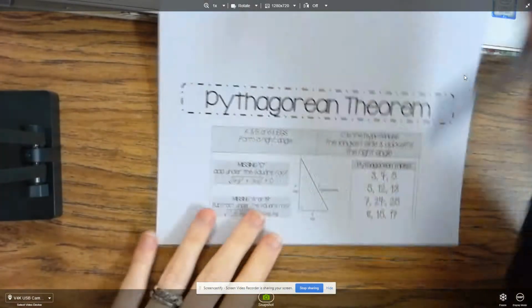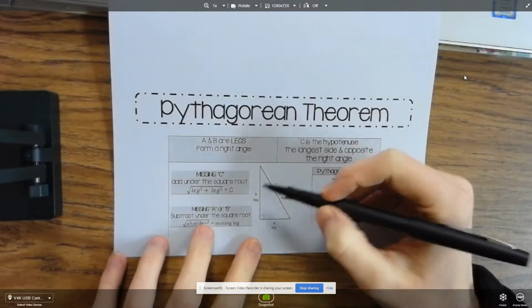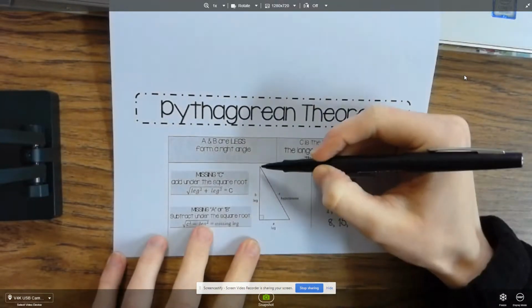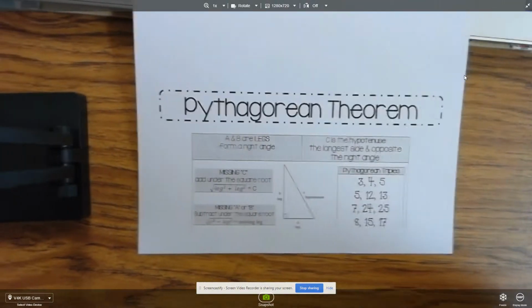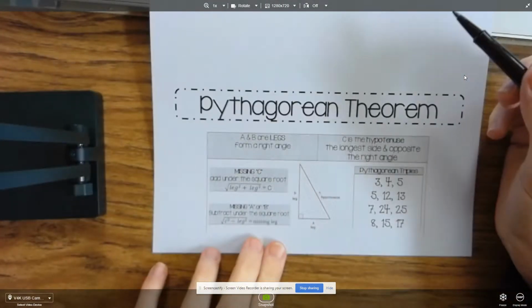This video is for Pythagorean theorem. And so remember with Pythagorean, we have two legs and then we have a hypotenuse. And the hypotenuse is going to be the longest side of the triangle.